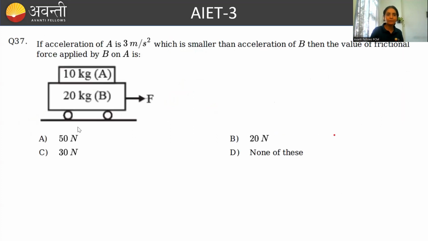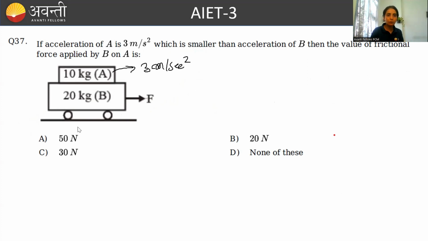Now let's look at this question. The acceleration of A is given, that is 3 meter per second square, which is smaller than the acceleration of B. That is, the accelerations of A and B are not the same. A is slipping over B. A and B's accelerations are not the same. It means A is moving with respect to B, right?